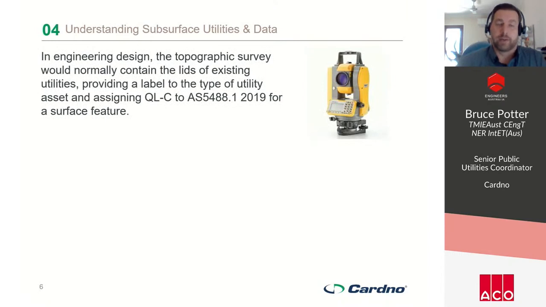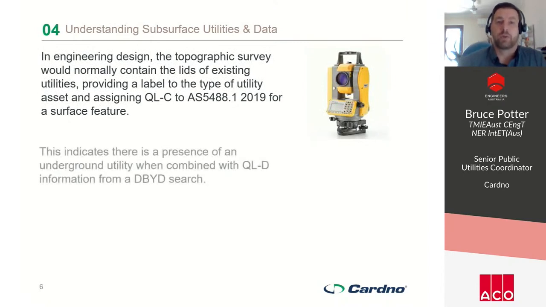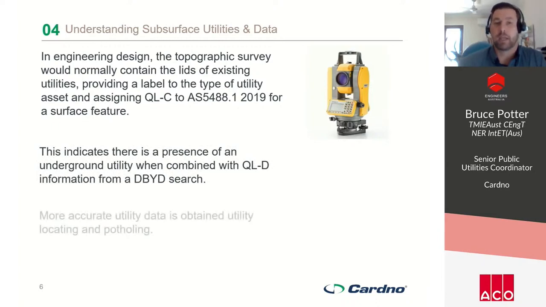In most topographic surveys we get in the engineering design world, most of the lids are generally picked up by the surveyor doing a topographic survey. These are portrayed normally as Qualifiable C to AS5488.1 2019, and they're generally classed as a surface feature. So you might see a point representing a pit or a manhole, or there could be some of the larger features which would have the four corners of the pit displayed and recorded the attributes of who owns that information.